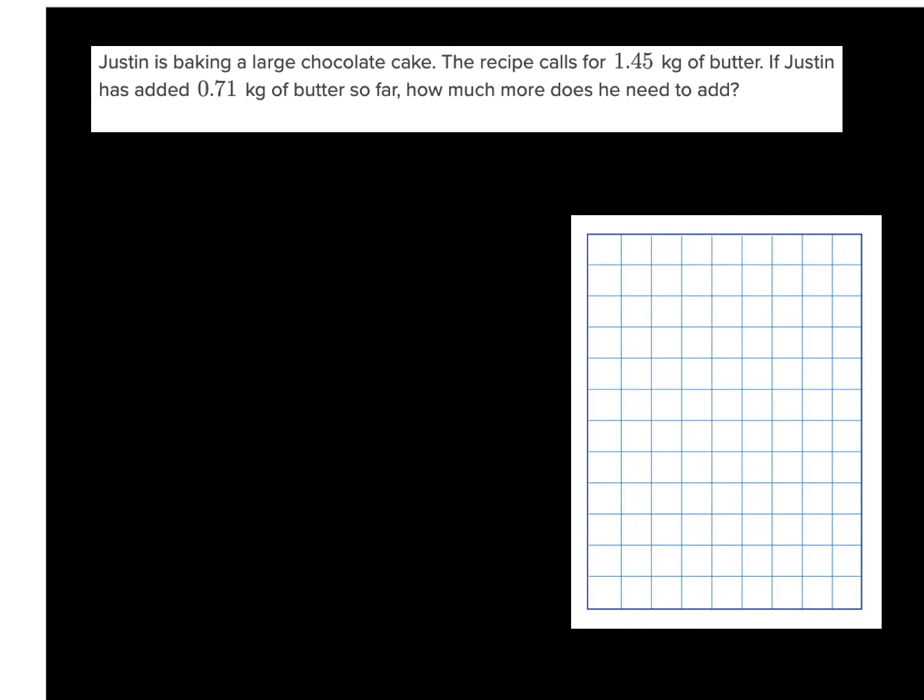So if we're baking a cake, the recipe calls for 1.45 kilograms of butter. Justin added 0.71 kilograms of butter so far. How much more does he need to add? How do we figure out how much more butter he needs to add? We need to subtract here, and remember, just like our last one, just line up your decimals and do your subtraction.